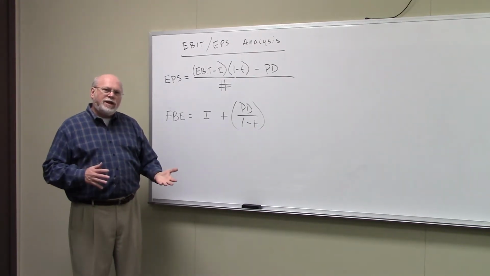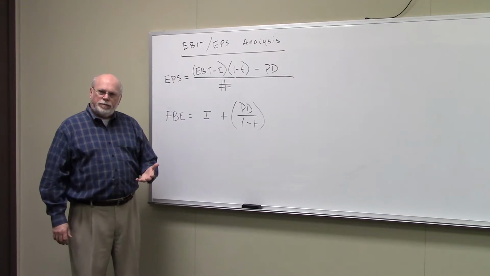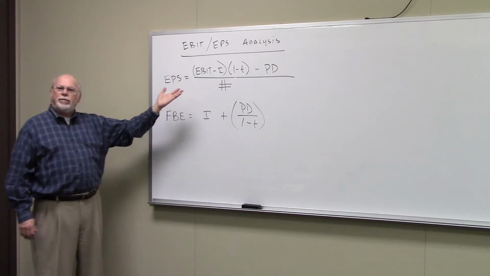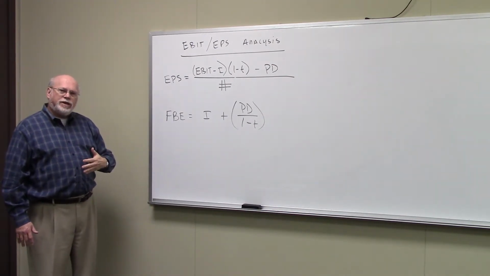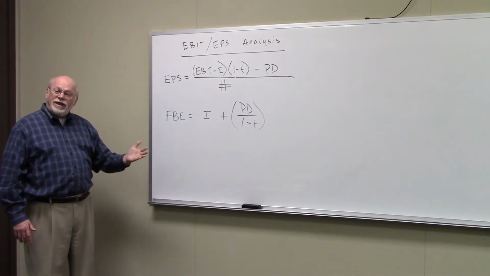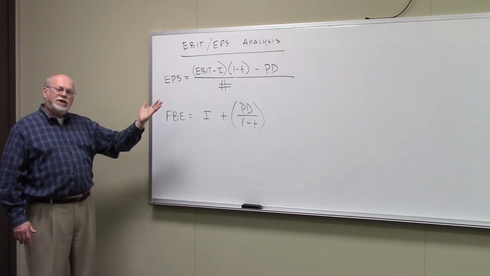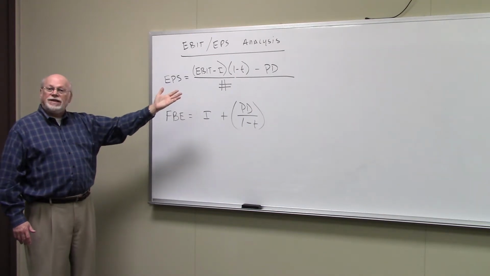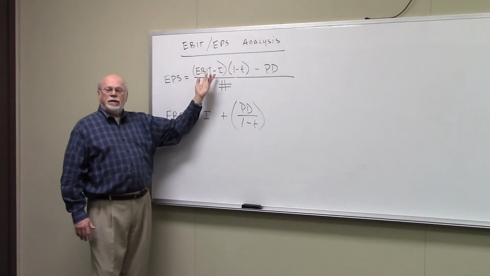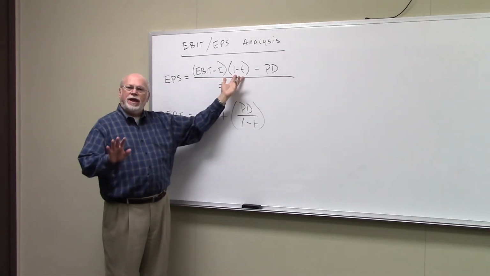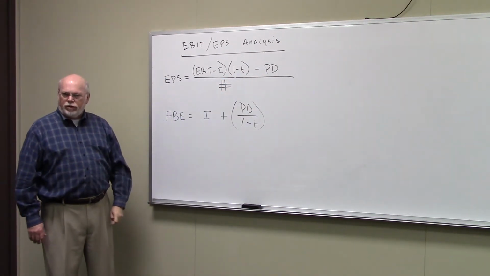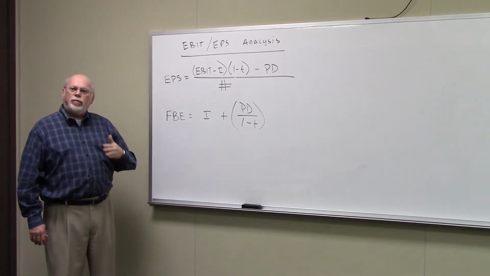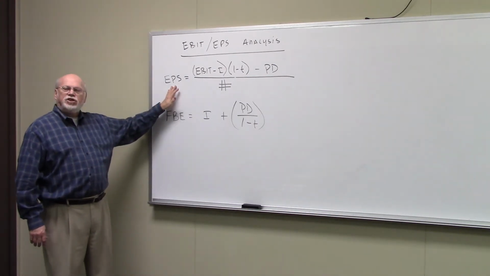So that's one formula you're going to need to know, how to calculate earnings per share. And again, it starts with your operating profit, EBIT, less your interest. That gives you taxable income. Multiply that by 1 minus the tax rate. So if you pay 30% taxes, 1 minus that would be 0.70 or 70%. If you multiply taxable income by 1 minus the tax rate, that's net income. Subtract out preferred dividends, and you have earnings available to the shareholder. Divide that by the number of shares outstanding, and that gets you earnings per share.